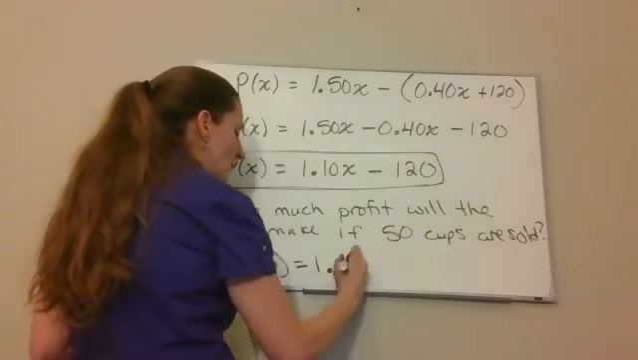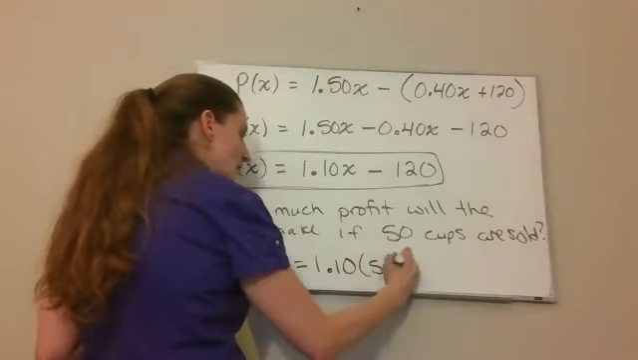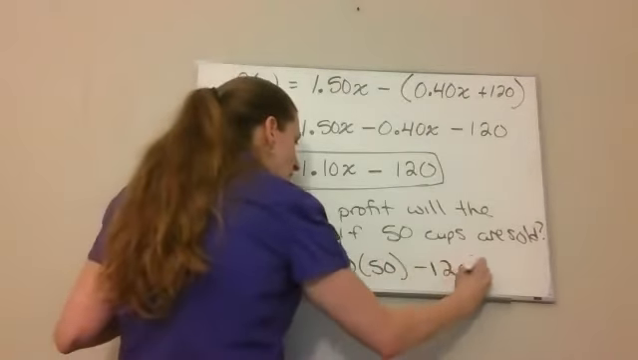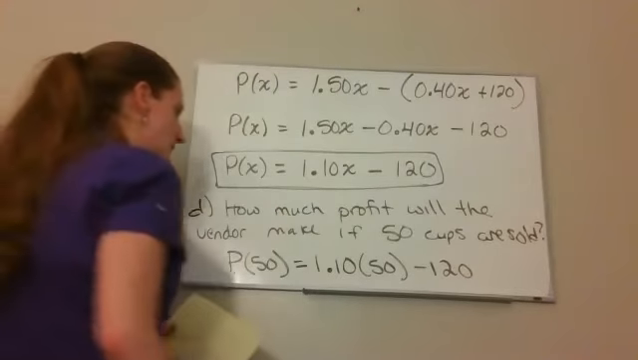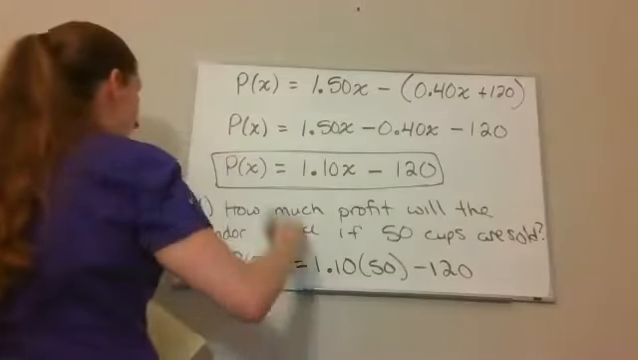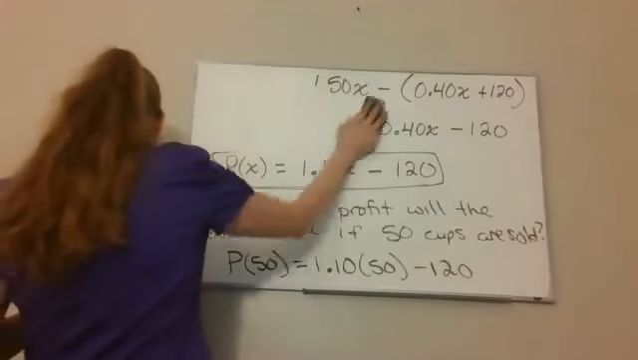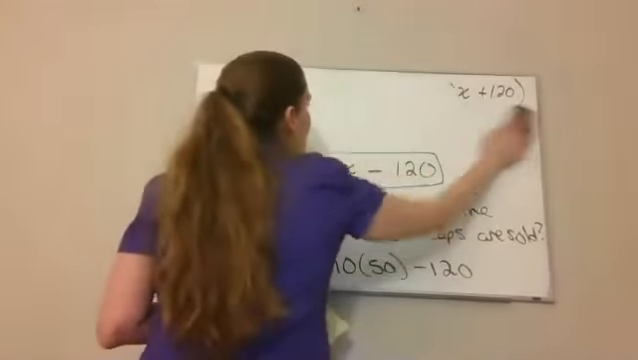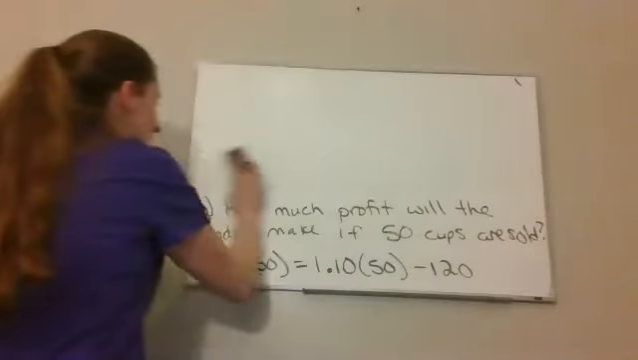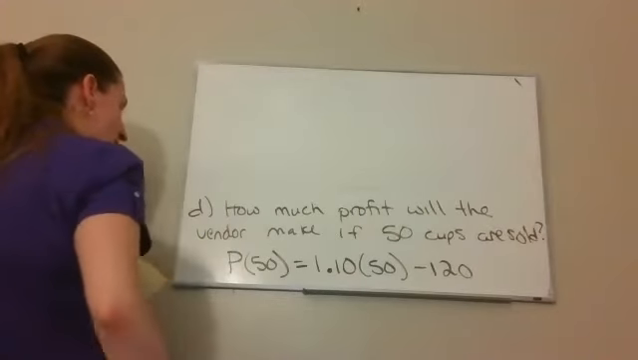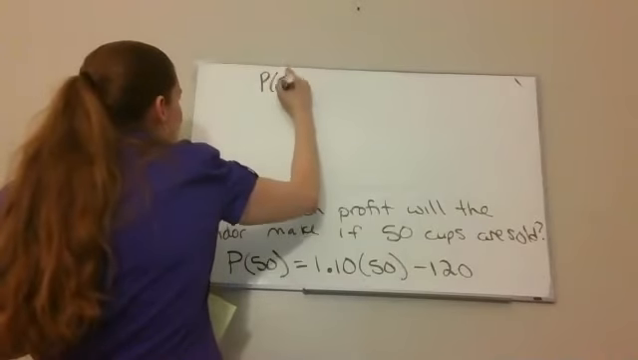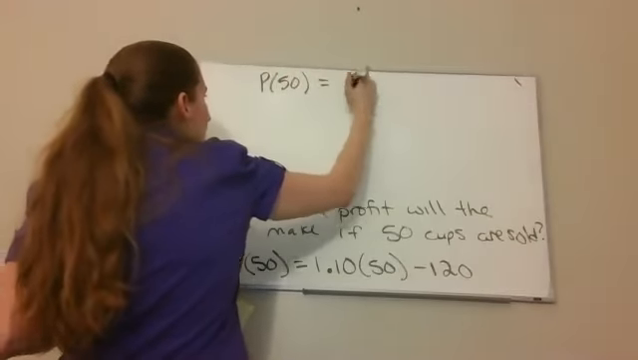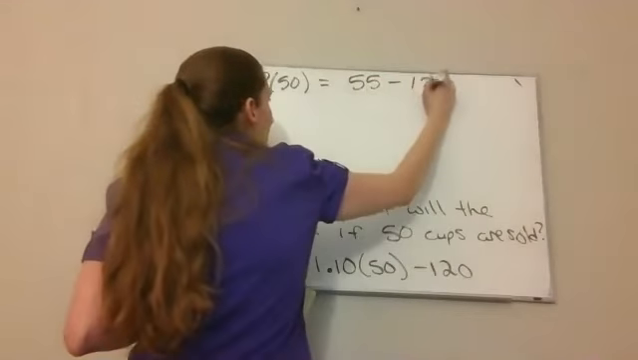That's 1.10 times 50 minus 120. And then we just have to simplify this. Now 1.10 times 50 is the same thing as 55. So I get P of 50, my profit when I sell 50 cups of lemonade, is 55 minus $120.